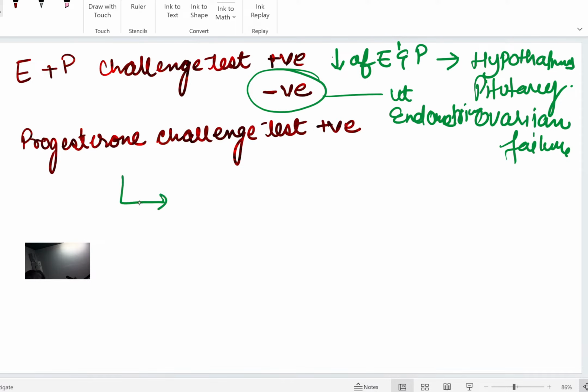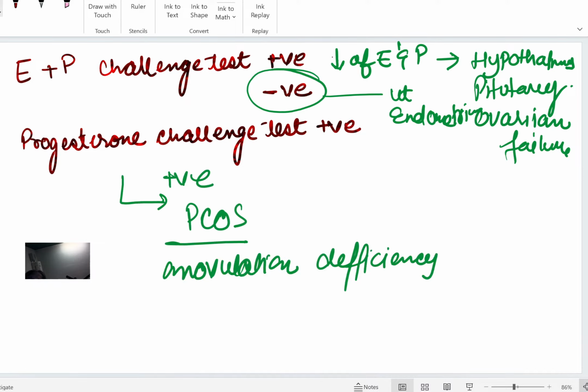It will be positive in the case of PCOS, because in PCOS there is anovulation and there is deficiency of progesterone. So in the case of PCOS, there will be bleeding, yes.